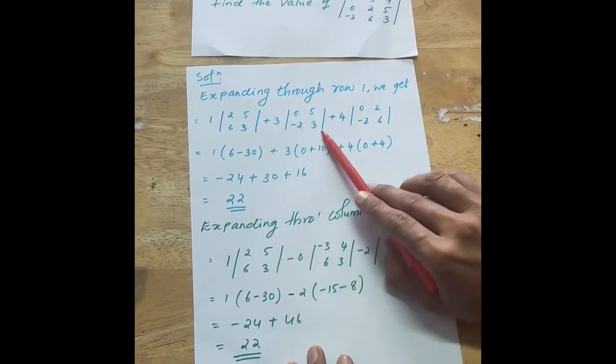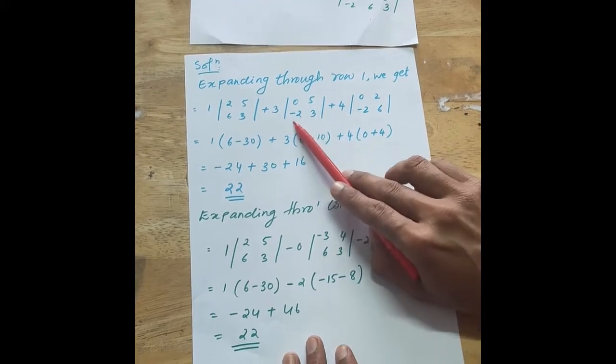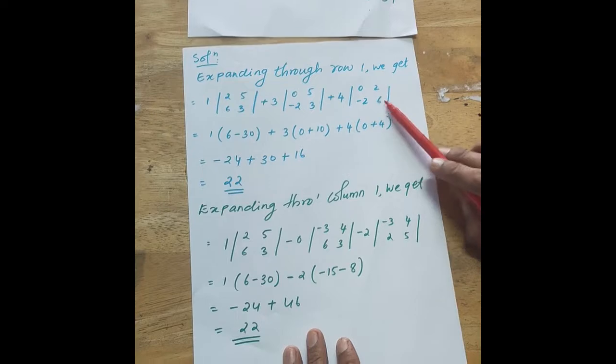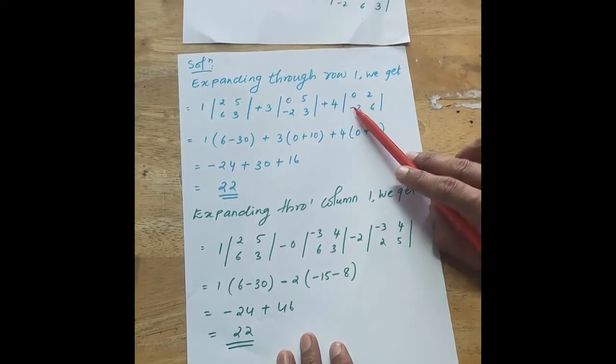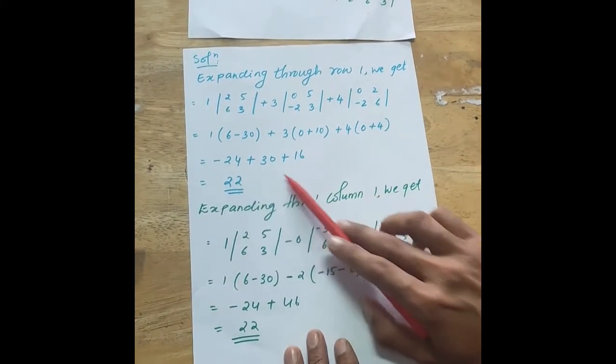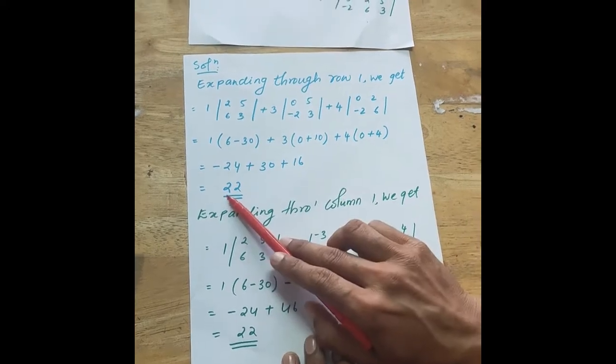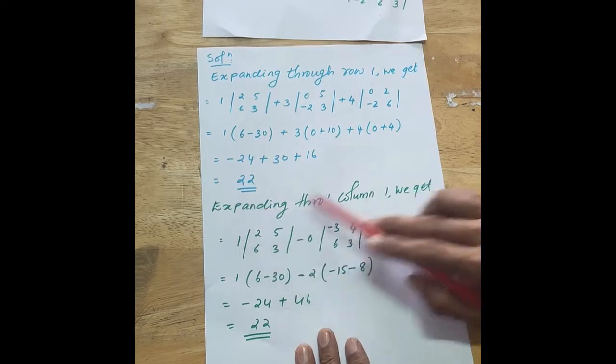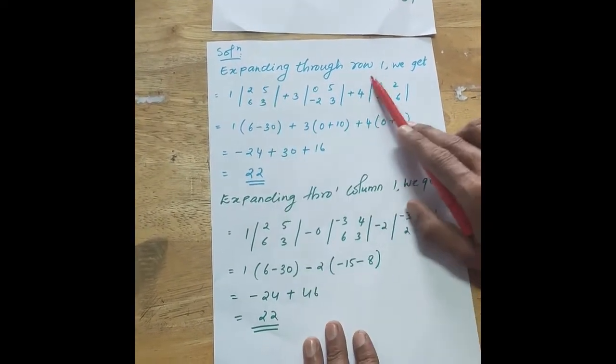Plus 3 into 0 is 0, plus 1 with a negative sign, so plus 10 here. Plus 4 into 2 into 2 is 4, plus here with a minus sign, so minus 24, plus 30, plus 16. So your determinant is 22. This is the value I got by expanding through row 1.